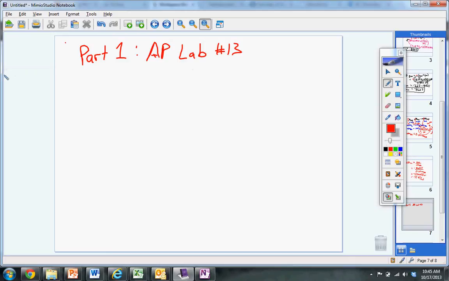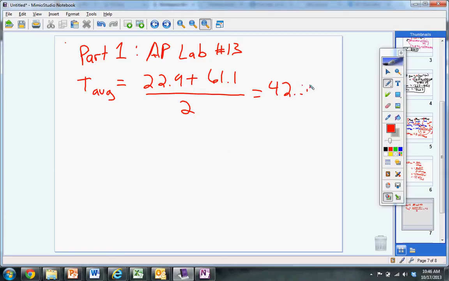Calculate the average initial temperature of the hot and cold water. Record this temperature as TAV in data part 1. So let's see, I had temperature average. This is the top, I have 22.9 plus 61.1. And I divide by 2. So I got 42.0 degrees. Yours is going to be a little bit different.